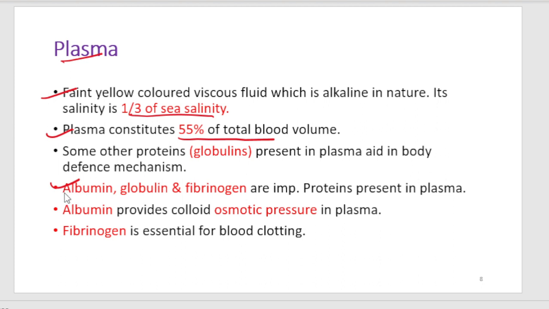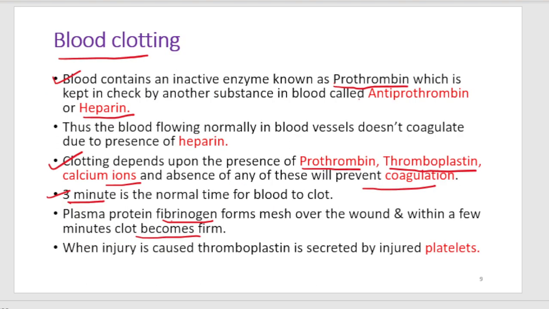There are generally three proteins found in plasma. One is albumin, another is globulin, then fibrinogen. What does albumin do? Albumin provides colloidal osmotic pressure in plasma, while fibrinogen is essential for blood clotting because it forms a mesh-like structure. Then after blood clotting, plasma remains among the blood components.